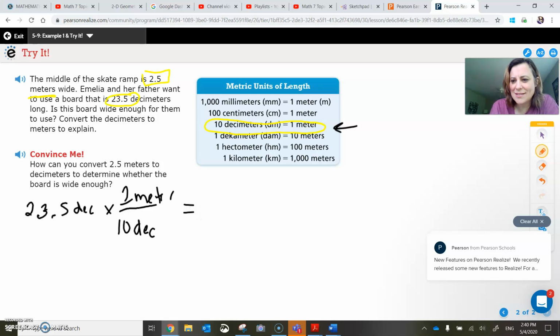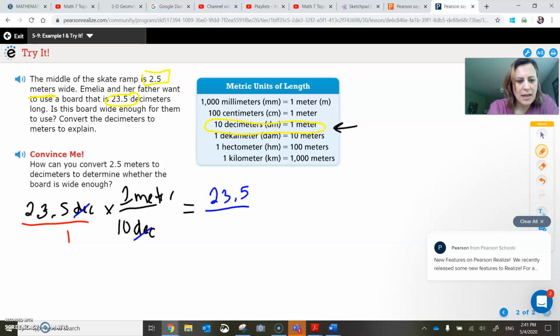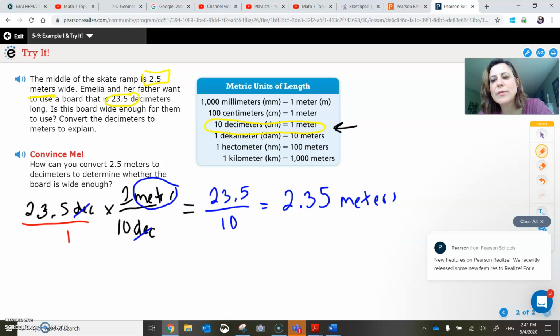And remember, this is technically 23.5 over 1. Makes it easier for me to remember that I'm multiplying fractions here. So this decimeter unit and this decimeter unit cancel out. 23.5 times 1 is 23.5, and 1 times 10 is 10, and 23.5 divided by 10 is 2.35 meters. Because the unit meter is the only one that didn't get canceled out. So that's what we're left with.